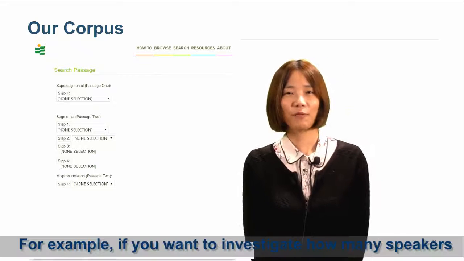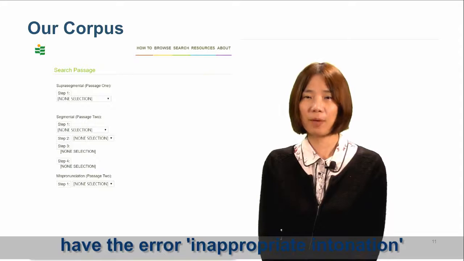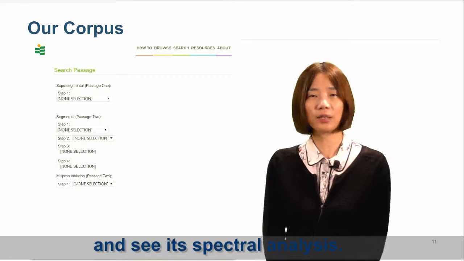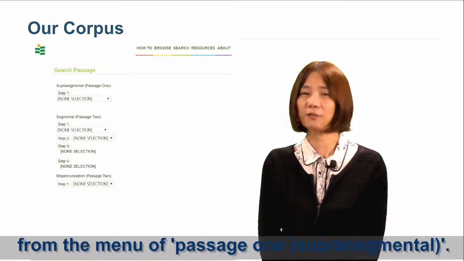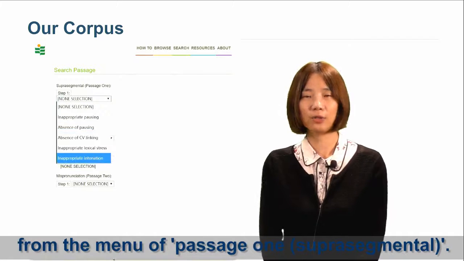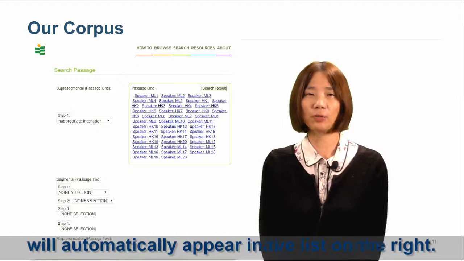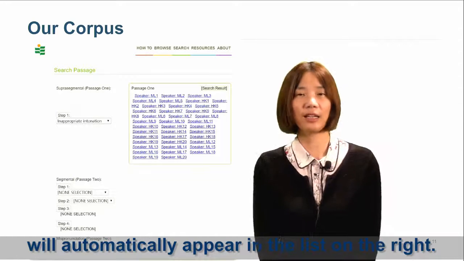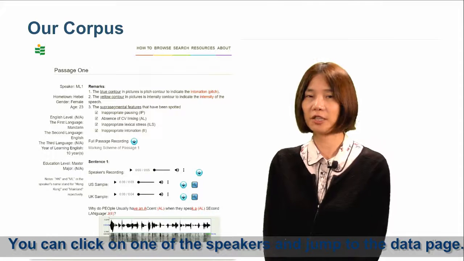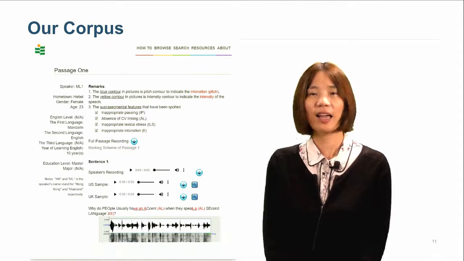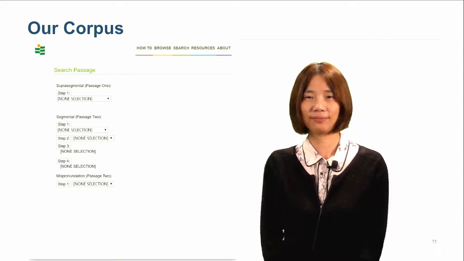For example, if you want to investigate how many speakers have errors in inappropriate intonation and see its spectral analysis, you can select inappropriate intonation from the menu of Passage 1, Super-segmental. Then, the speakers that have such errors will automatically appear in the list on the right. You can click on one of the speakers and jump to the data page. The inappropriate intonation error is already highlighted in the data page.